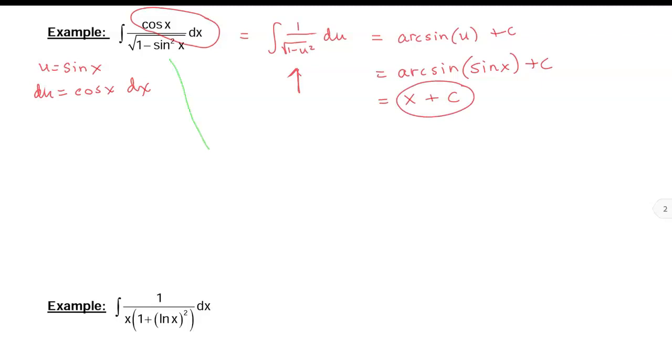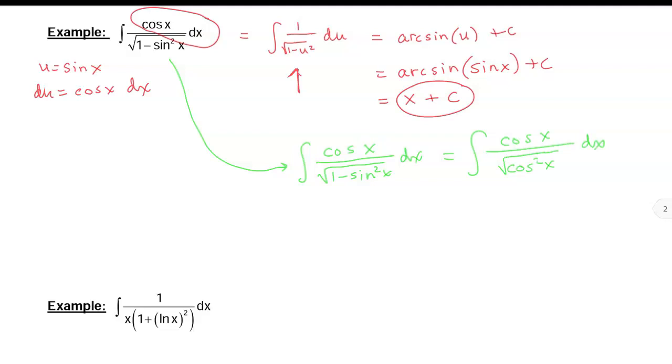Maybe you realize you could have done this problem with a different approach. Did you notice that underneath the square root is 1 minus sine squared? Well, 1 minus sine squared is the same thing as cosine squared. And you're taking the square root of cosine squared, which would be cosine. That gives us cosine divided by cosine, which is 1. So the antiderivative of 1 is x. And the answer is x plus c.